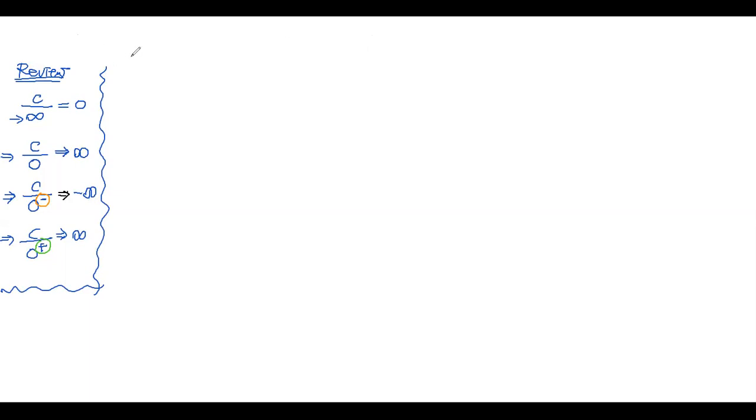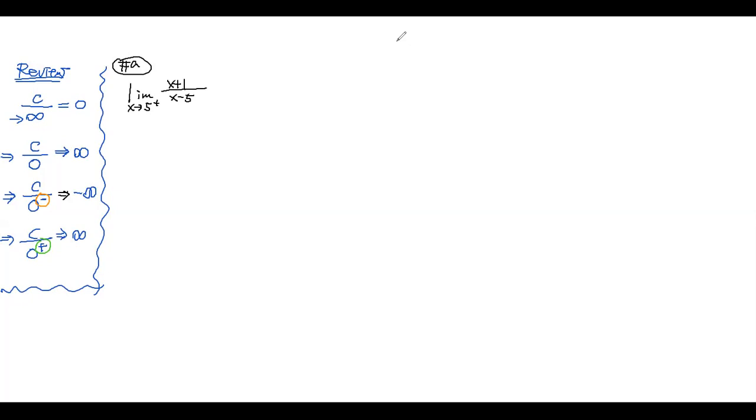Okay, now let's take a look at the problems. We have 11 problems, so let's start. Here, this is the limit as x approaches 5 from the right-hand side, since I put the positive sign, of (x plus 1) over (x minus 5).